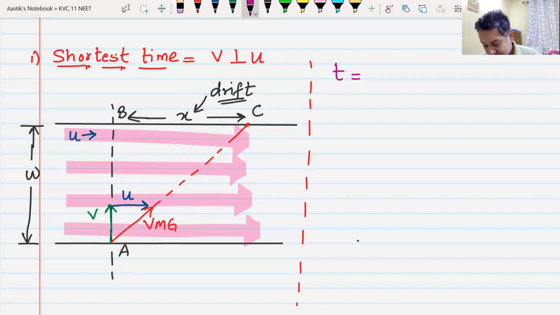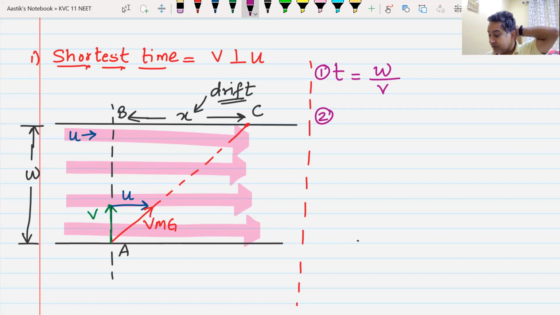The time will be given by the width of the river, W, divided by the velocity of man with respect to river, V. That much time he will take to cross. That will be the time he takes to cross the river in this case. That is the first formula that you should remember.